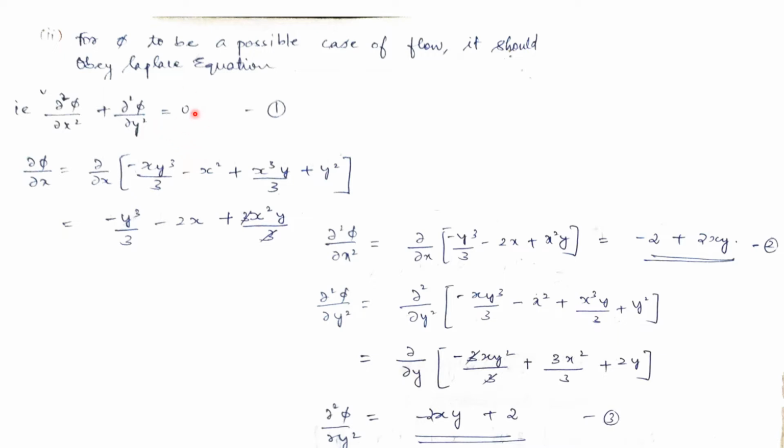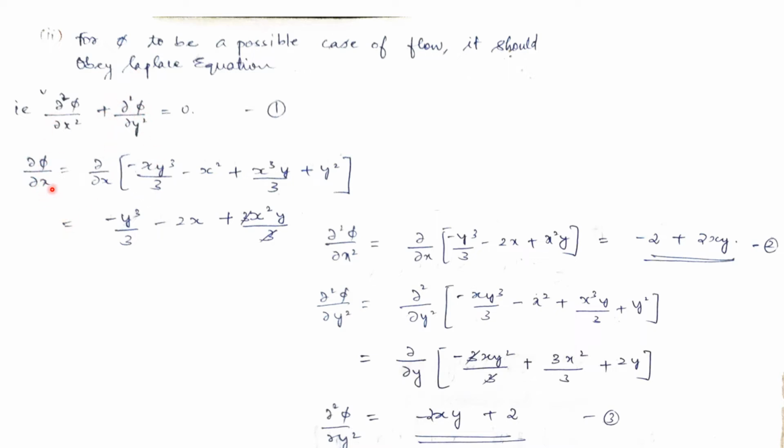Dou square phi by dou z square should be equal to 0. Since you have the components only in the x and the y axis and not much in the z axis, that final term of dou square phi by dou z square would not be present, or it would be neglected. So just dou square phi by dou x square plus dou square phi by dou y square.